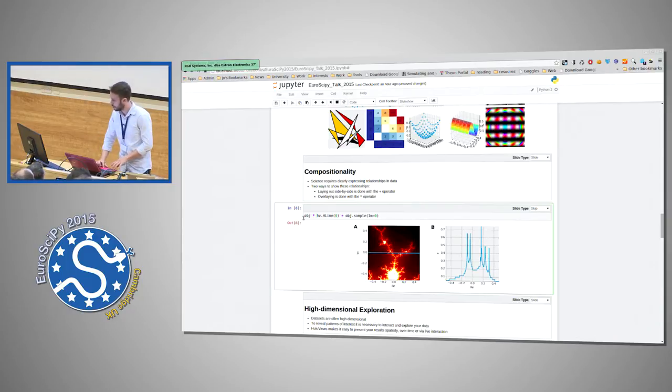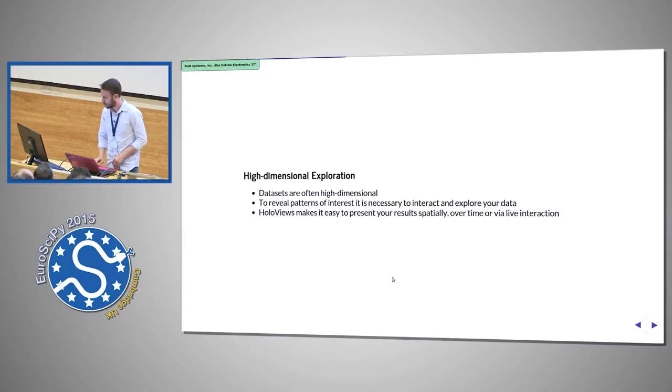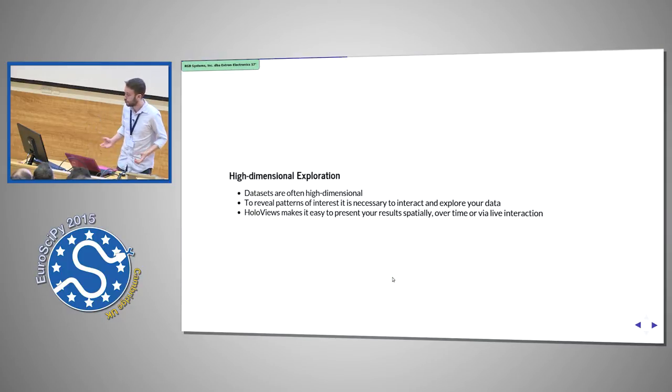Secondly, we have this mul operator, with which we've overlaid a horizontal line on top of this plot, which highlights the position where we've taken the cross-section. So within a line of code, we've generated a pretty complex plot. That's one type of composition that's very important. HoloViews also provides container types to allow you to do high-dimensional exploration of your data. This allows you to lay out your data spatially or over time, or reveal it by a live interaction, which is often something you want to do.